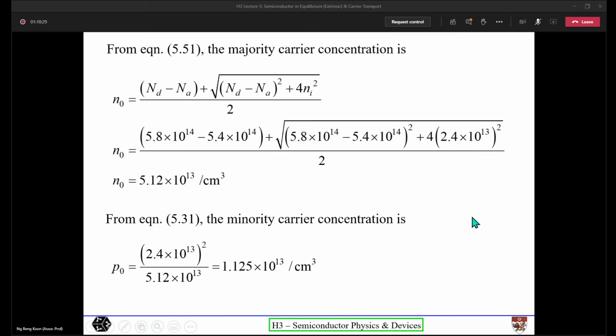All right. So you see that in this case, using the charge neutrality equation and the mass action law, we can actually independently find out what the n naught and p naught are. And once you have this knowledge of n naught and p naught, you can put it back into the Fermi level expressions to find out the position of the Fermi levels.